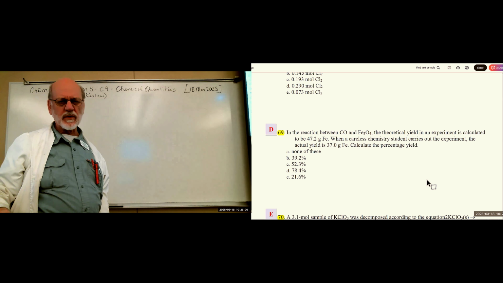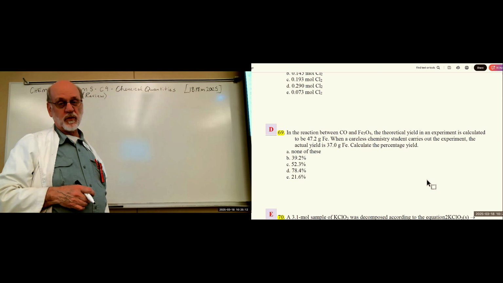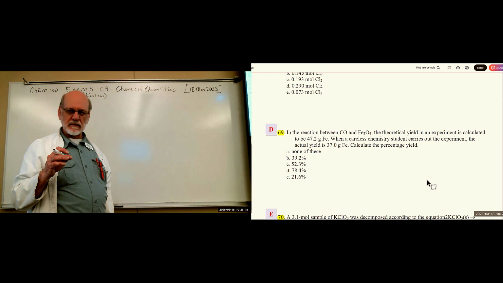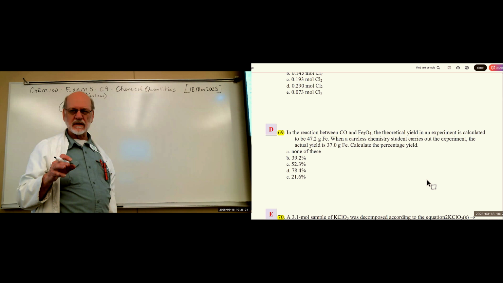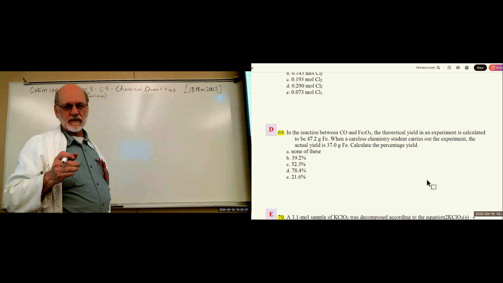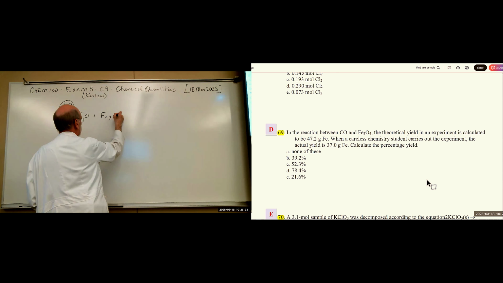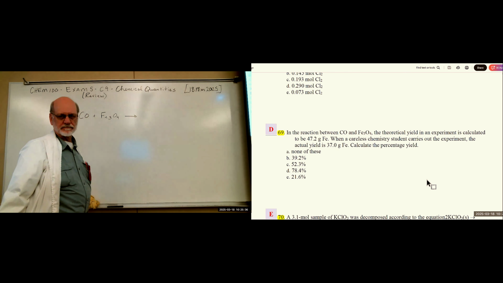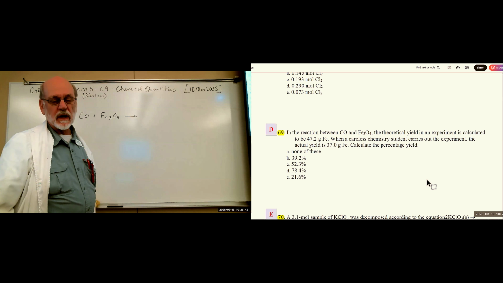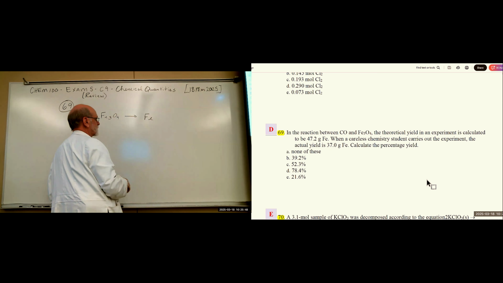In the reaction between carbon monoxide and Fe3O4. The reason I said Fe3O4 is because the charge on the iron would be a fractional number. And I'll show you why that is in just a second. So carbon monoxide is reacted with Fe3O4 to produce what? Oh, to produce iron as one of its products.